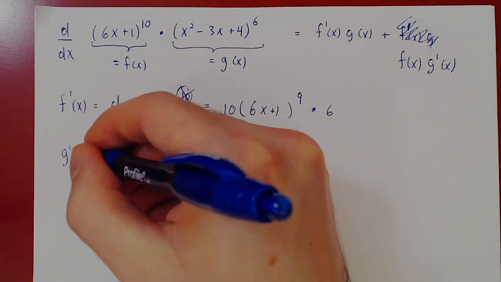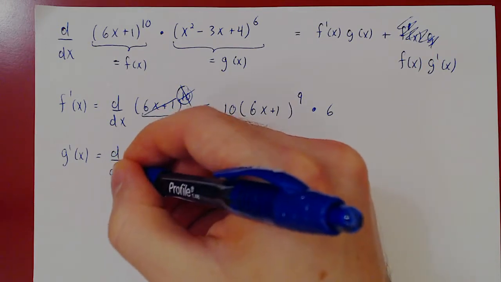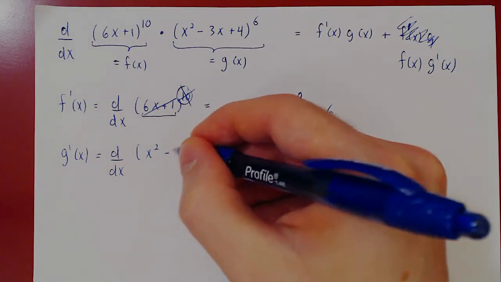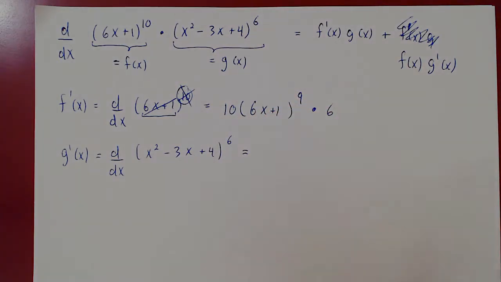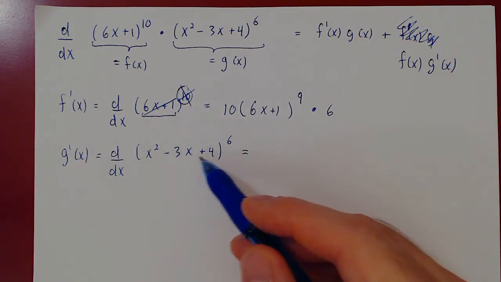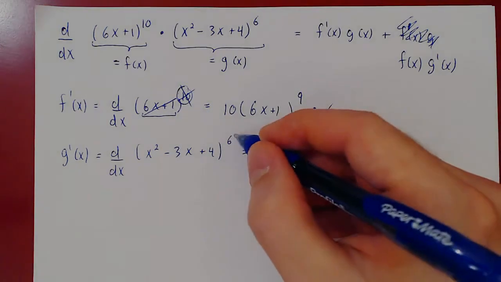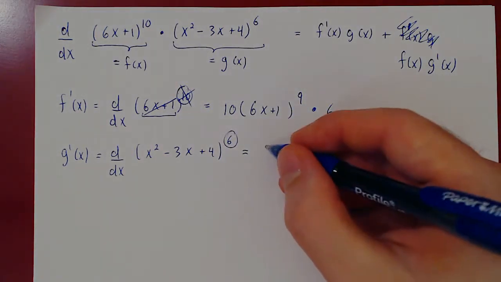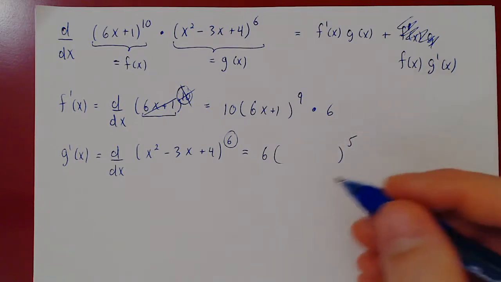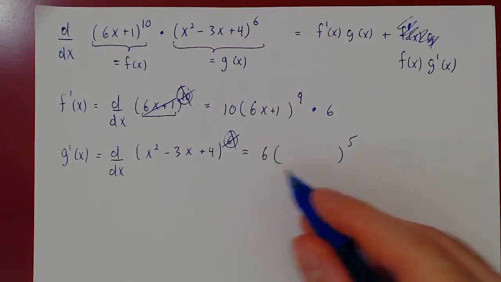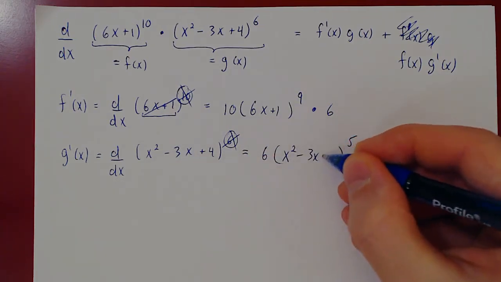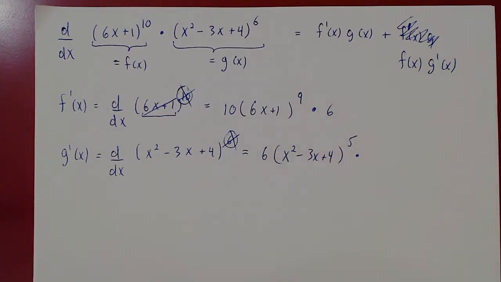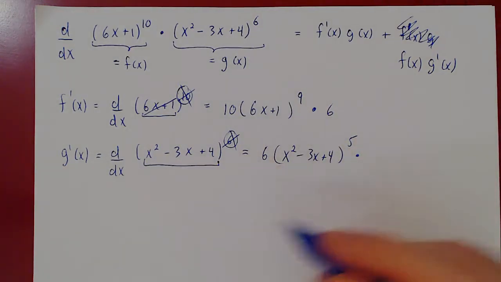So g prime of x is the derivative of x squared minus 3x plus 4, all to the 6th power. Once again, here we have a composition. If I give you a value of x, you first square it, subtract 3x, plus 4, and then take the 6th power. The outside function is the 6th power. We use the power rule, and we evaluate the derivative of the outside function at what's left over, x squared minus 3x plus 4, times the derivative of what's left over, this quadratic.